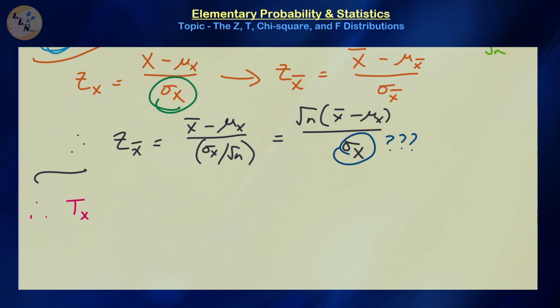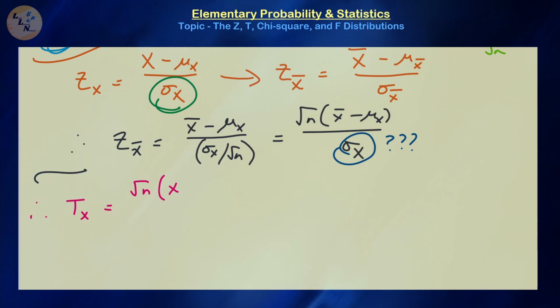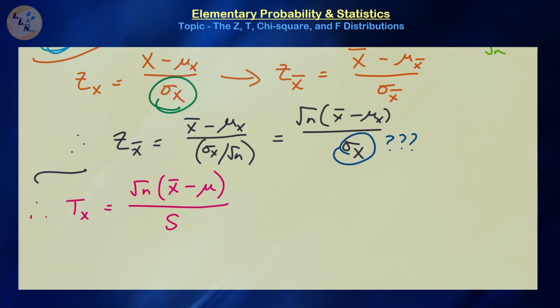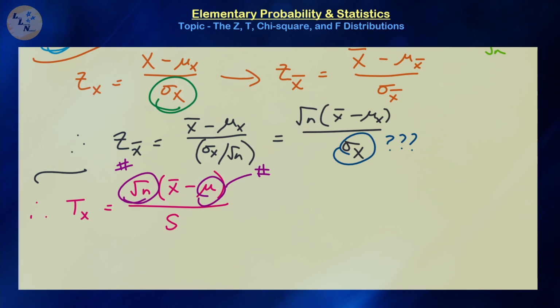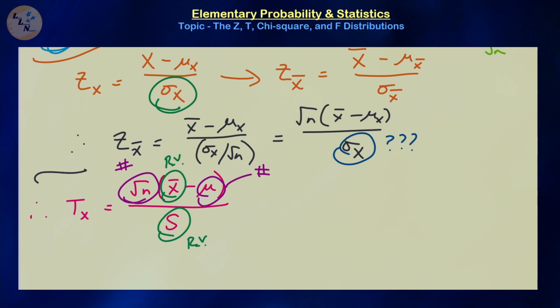I'm going to call this t. This is going to be equal to the square root of m times x bar minus mu, all divided by capital S, right? Now, note here, square root of n is the square root of the sample size. That's just a number. Mu is the population mean. That's just a number. But x bar, this is a random variable because it depends on the sample. And s, the sample standard deviation, is also a random variable because it depends on the sample as well.